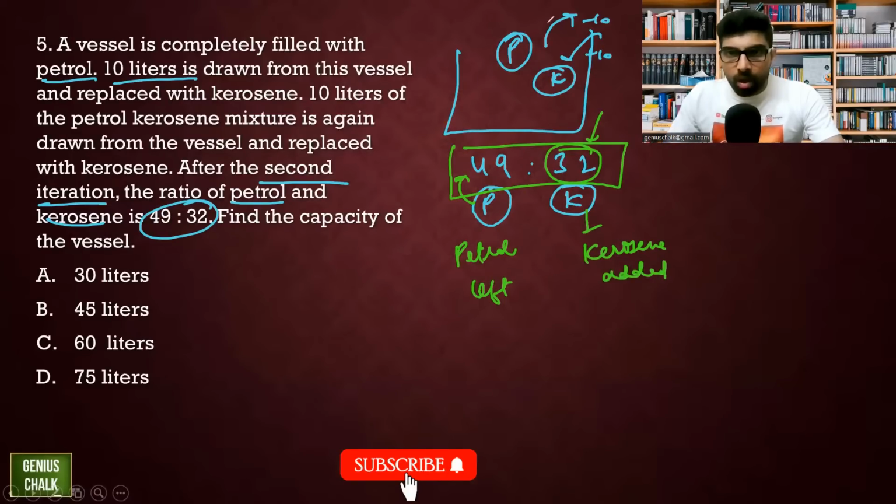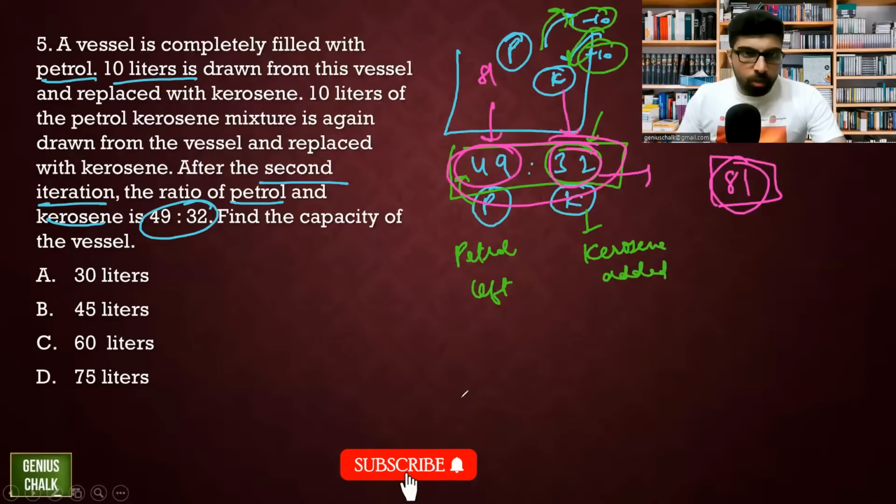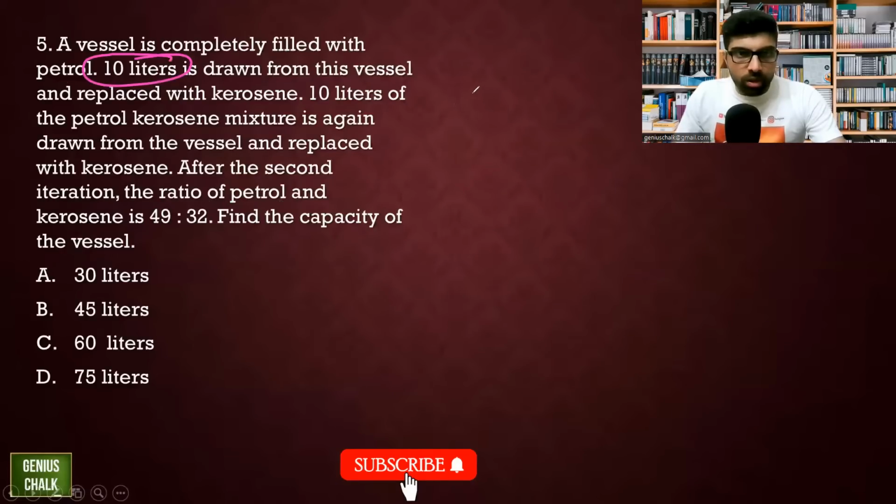And whatever petrol was going out, the same quantity of kerosene was added. That means if I add both these two, I can get my total quantity of liquid, because from 81 only the ratio of petrol left is 49 and the kerosene added is 32 only. This thing you have to understand. Okay, now let's come to the question. 10 liters. So what is 10? Fine. So if you solve this question using the previous approach, that formula, then you will solve like this.